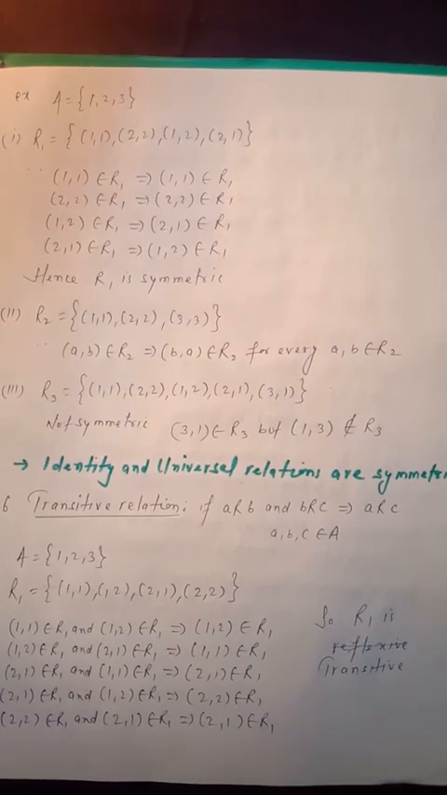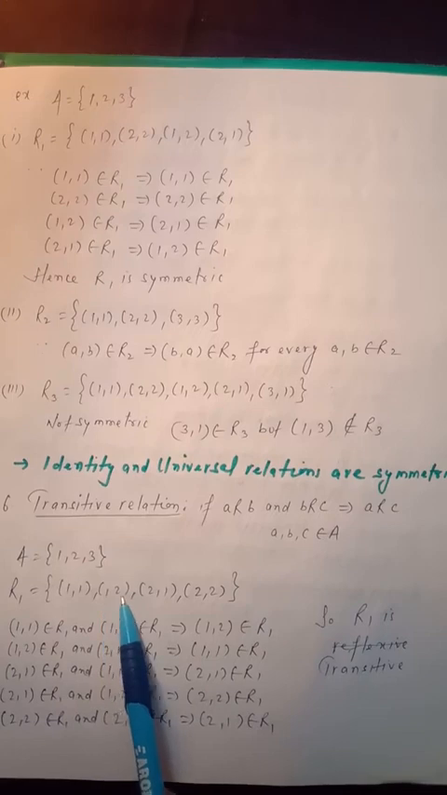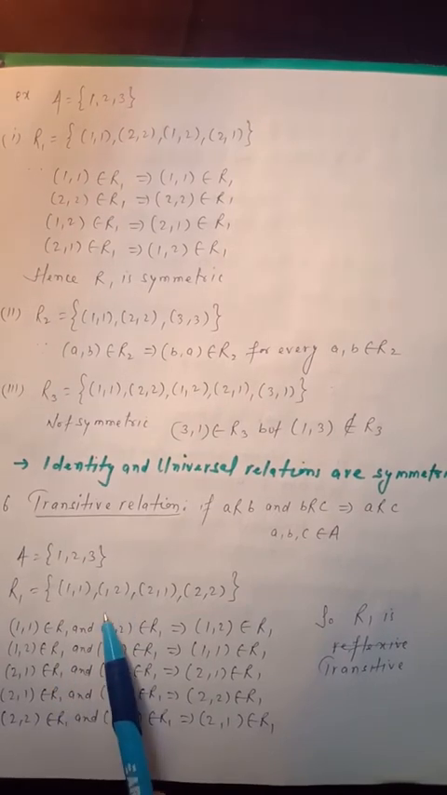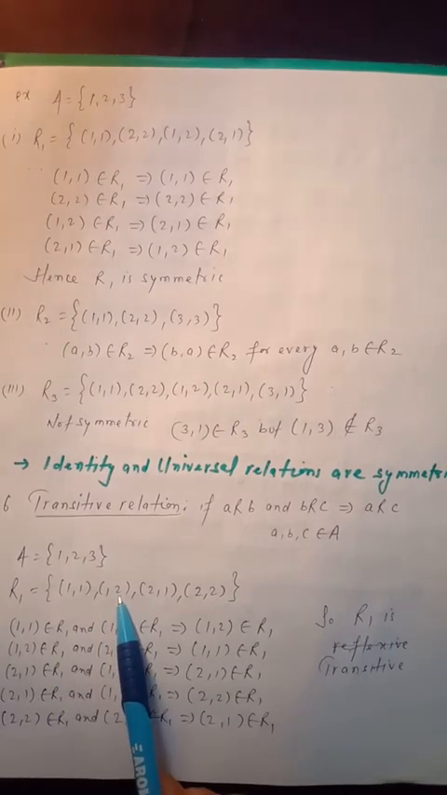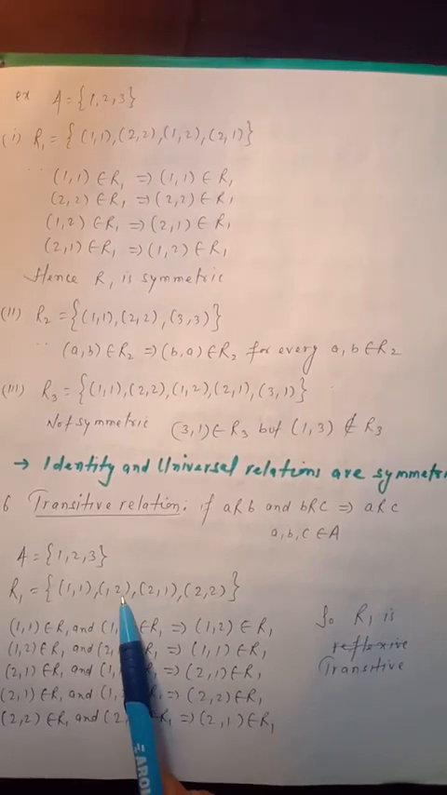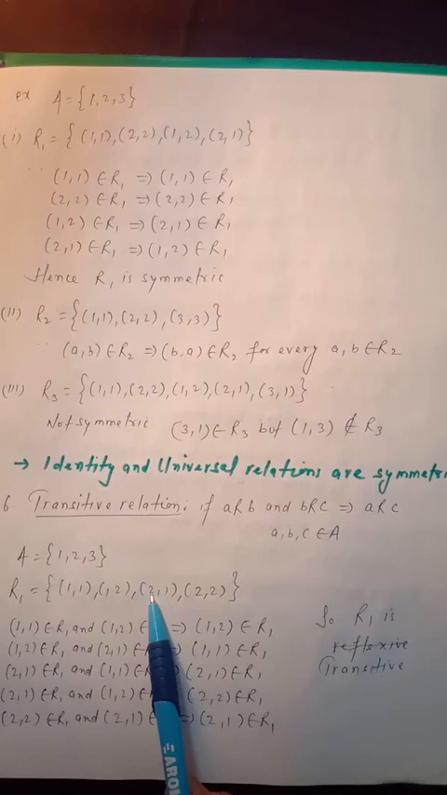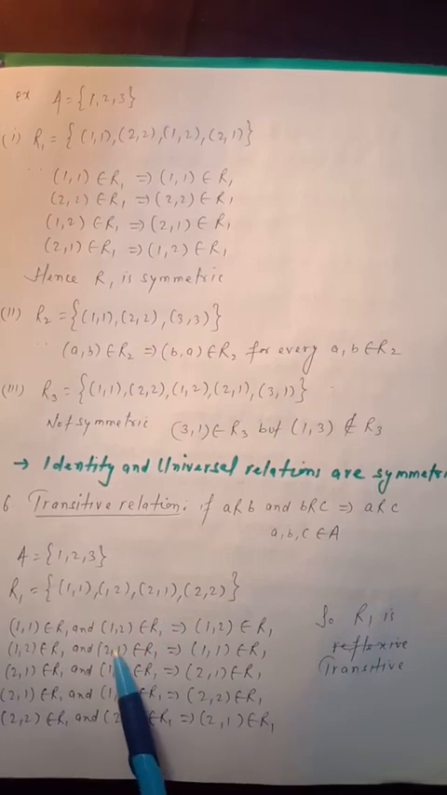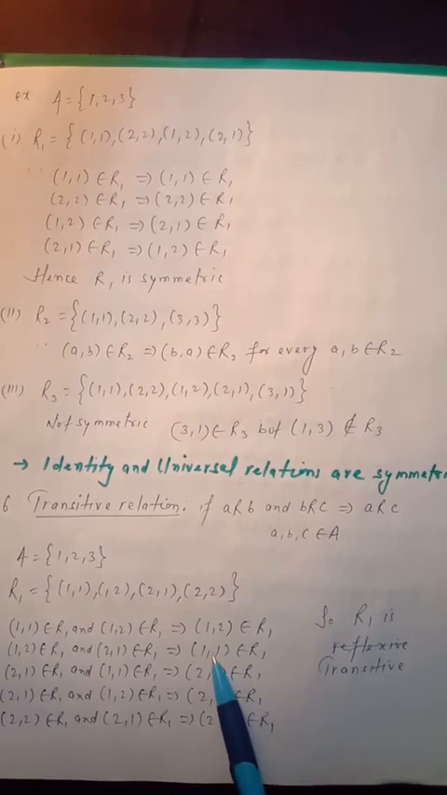Now similar cases here. This 1 comma 2 belongs to R1. So it is 1 2, so next will be 2. So this one. So when 1 comma 2 belongs to R1 and 2 comma 1 belongs to R1, it means 1 comma 1 must be present in R1. Yes, it is present. Now it is correct.